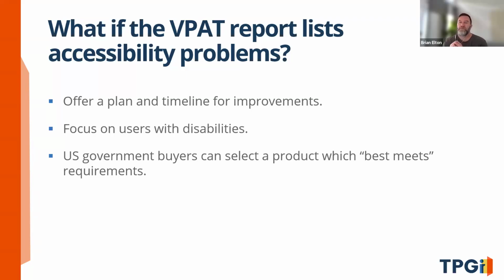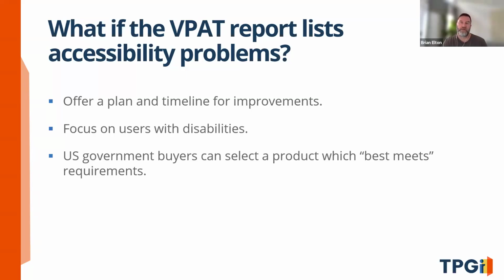So while you're working on the accessibility improvements, some buyers can still purchase your product. Okay, so for example, the US government can select a product that best meets its requirements, right? So we can still publish a VPAT with the issues, but we want to make sure that we are clear about how we're going to fix them. What's the timeline? What's the plan for fixing our issues?